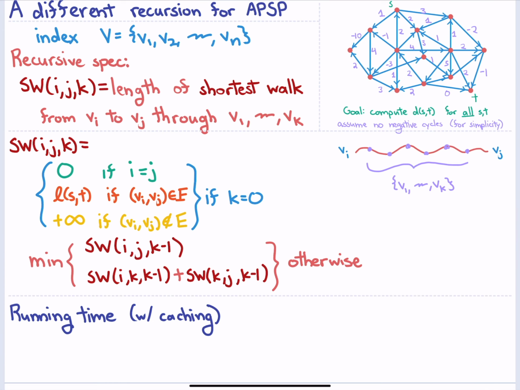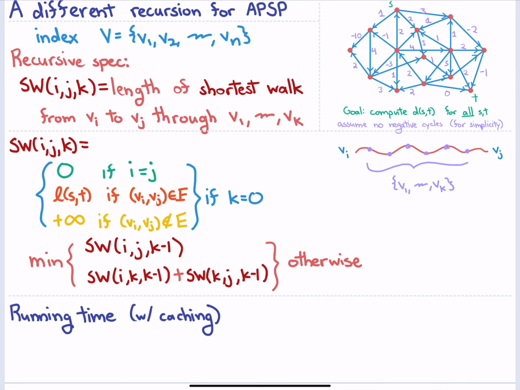Now we just have to figure out the running time. This is the last bit. What's the running time of this algorithm? N cubed, why? How many subproblems are there? How many choices for i? How many choices for j? How many choices for k? N, V1 through Vn. So we have n cubed subproblems.